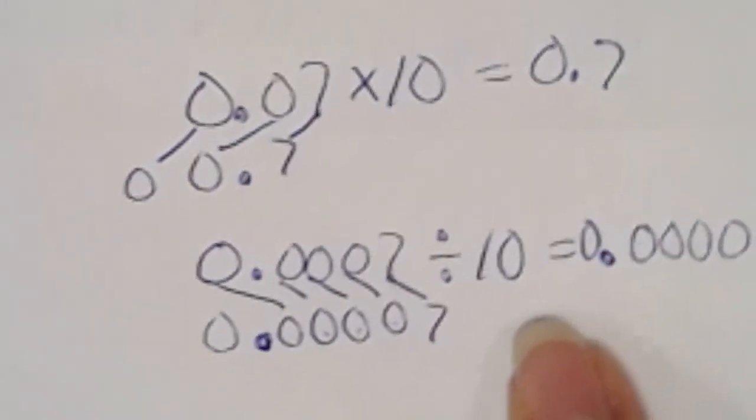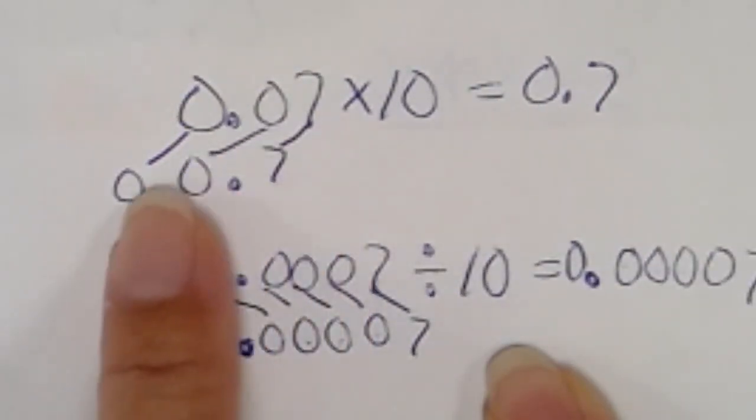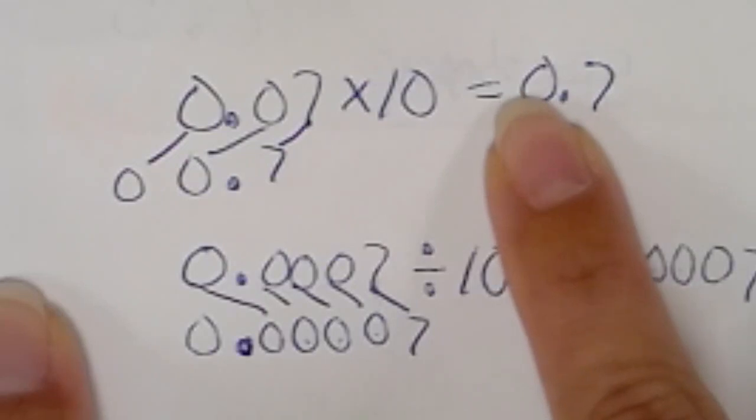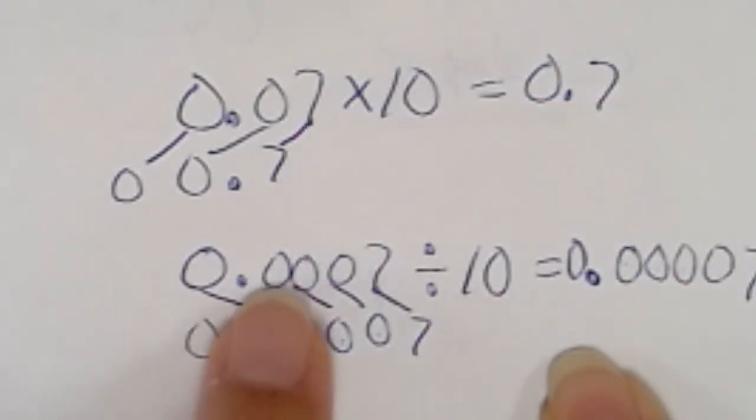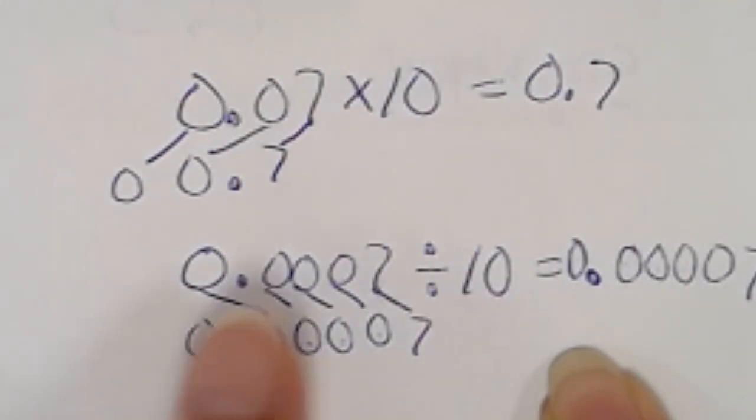The next two on number 5 were 700ths times 10, which means all the digits move left one place and you got 7 tenths. And 10 thousandths divided by 10. So all the digits moved right one place and you got 700 thousandths.